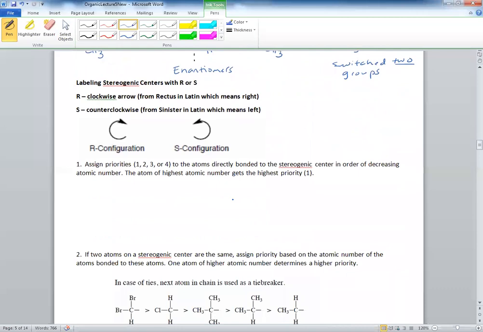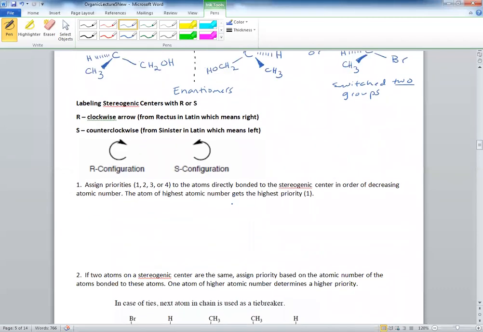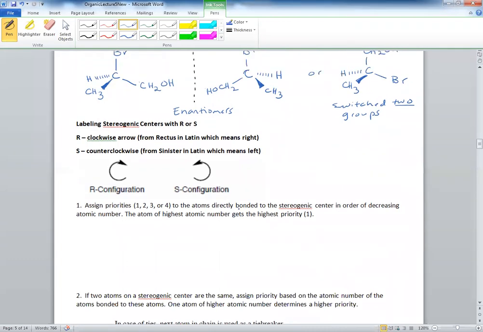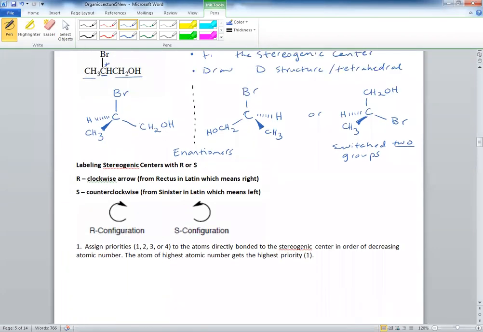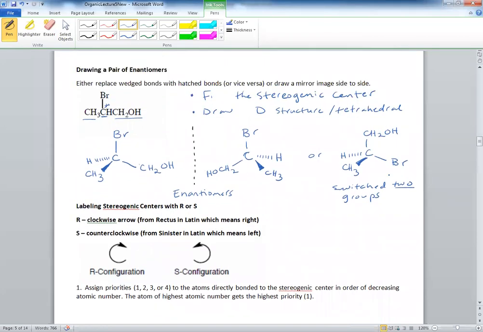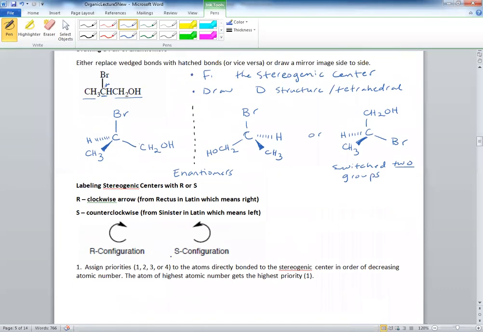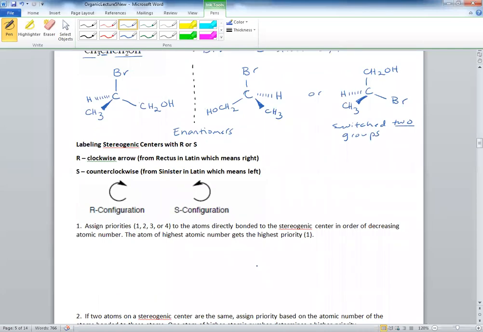Very well. So how do we now label our stereogenic centers with R or S? We have different configurations, R and S, and that's one way of distinguishing between the enantiomers. If we just say enantiomer 1 and enantiomer 2, that's not much information, and it's simply too confusing. We need to find a way of determining how they are different. So we assign them a configuration, and the configurations, this is a convention, are R or S.